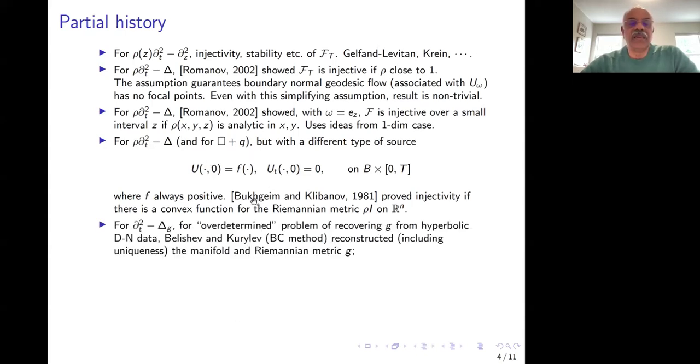The Bukhgeim-Klibanov result is for a formally determined problem. If you go for the overdetermined problem, where you're working on, say, a manifold with boundary and you have Dirichlet-Neumann data, then for this operator, Belishev and Kurylev did uniqueness in the manifold sense, reconstructing the manifold and the Riemannian metric. Then Stefanov and Uhlmann in 2005 proved stability if the metric g from the Dirichlet-Neumann map is near a simple metric.